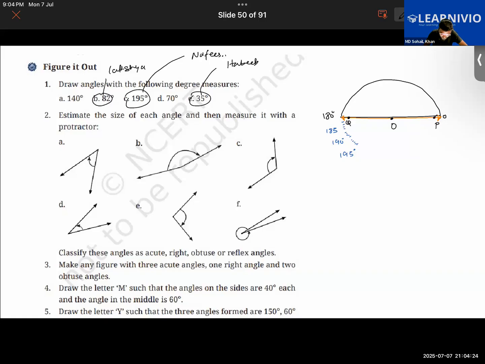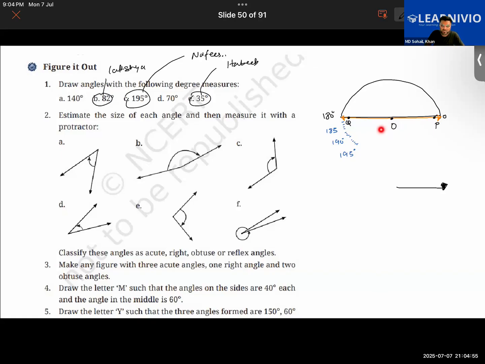Sir, I'm done. Okay, show it to me. 82-degree. Okay. You have not named the angle. Name it also. Oh, yeah, sorry. And draw the arrows properly. Draw a short arrow like this. 195, yeah, 195. I was explaining this to you moments ago.